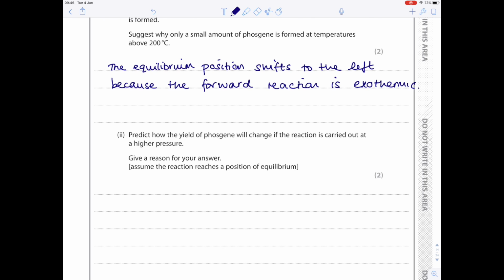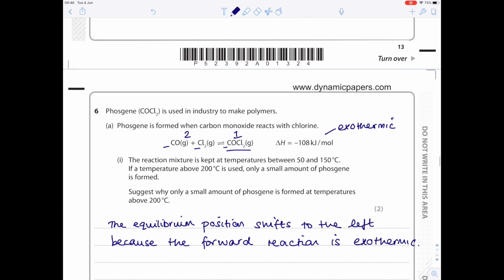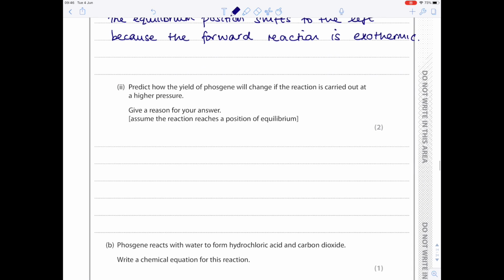Predict how the yield of phosgene will change if the reaction is carried out at high pressure. Give a reason for your answer. So in order to work out the effect at high pressure, we need to count the number of moles. So there's an invisible one there and an invisible one there. So there's 2 on the left-hand side and only 1. So actually increasing the pressure will shift the equilibrium to the right in favour of phosgene, so you will get a high yield.